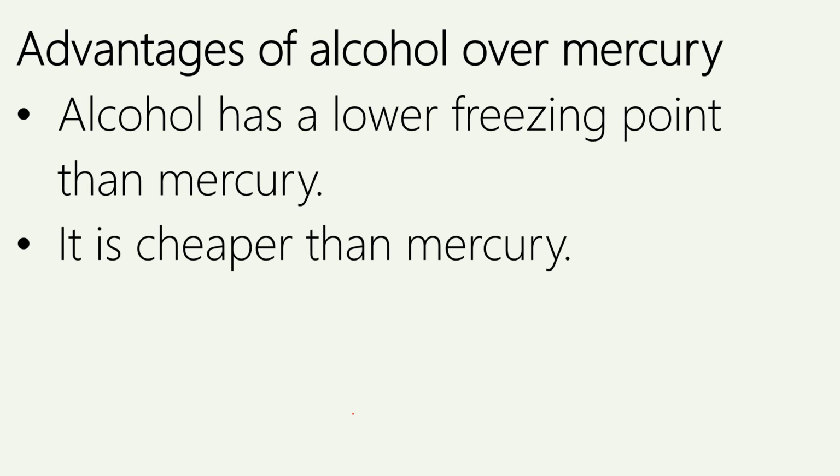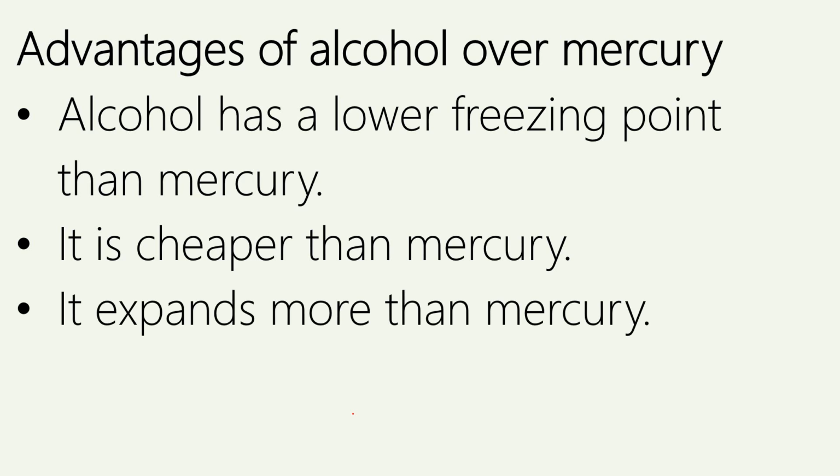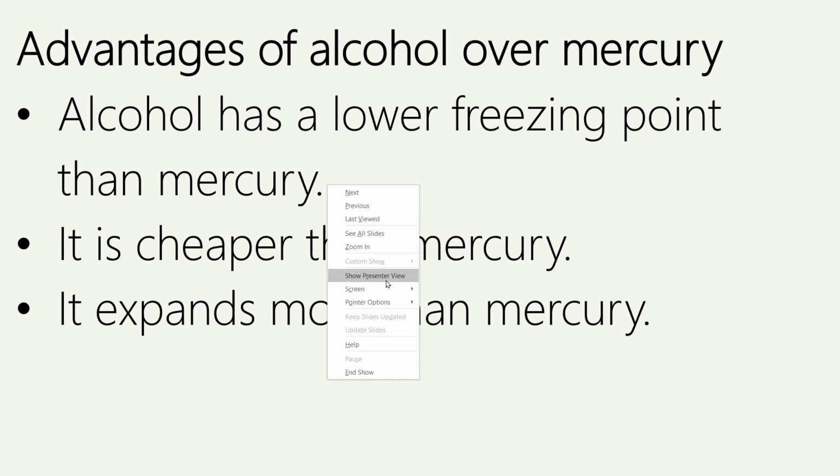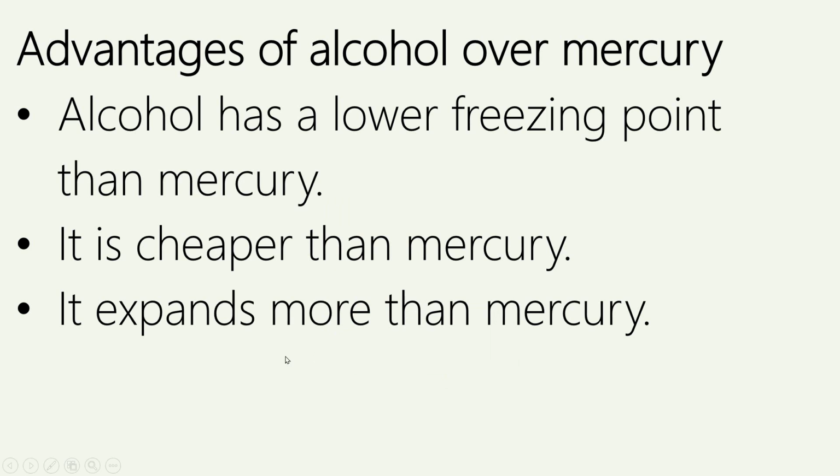Next, alcohol is cheaper than mercury. Yeah, this should be very understood and well understood by everyone. And then we know that alcohol expands more than mercury. Please, not faster, but more. Now, the expansivity of mercury is about that of alcohol. They say in practice the expansivity of alcohol is around 6 times that of mercury.